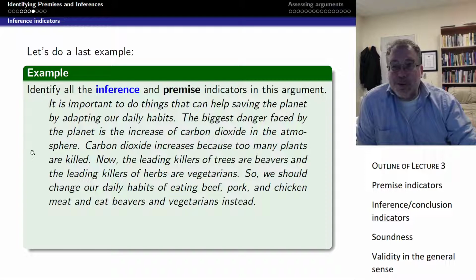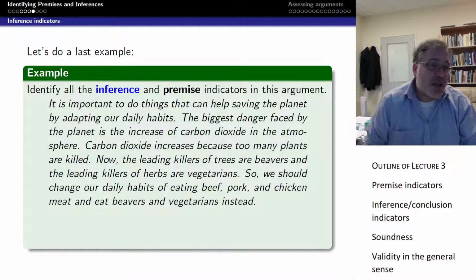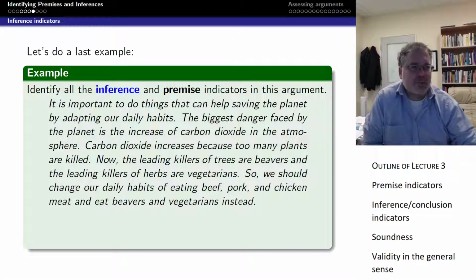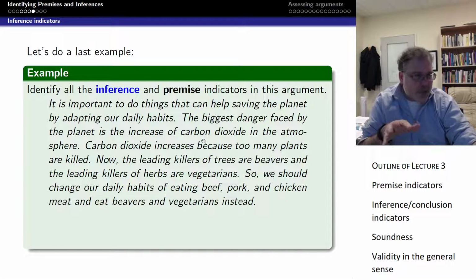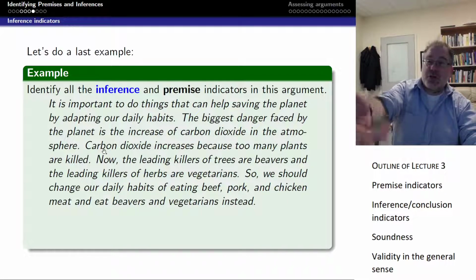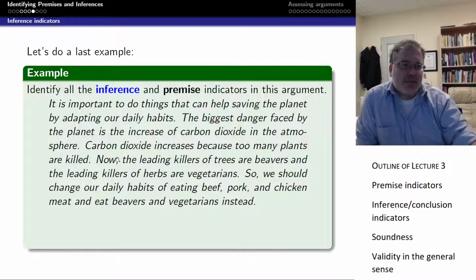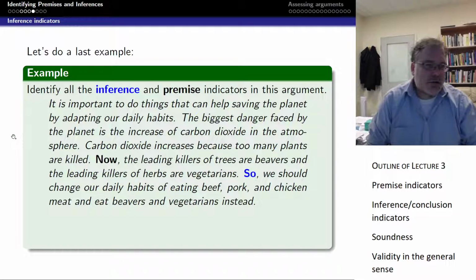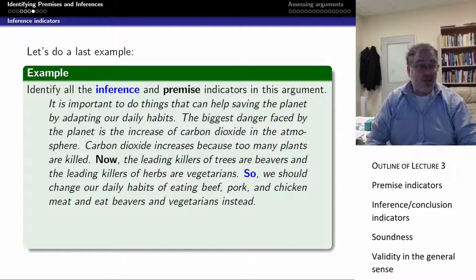So let's turn to the main business of the day, which is identifying premises and inference indicators. So can we find any? Right? So we just scan the words. We see the word "now." Now is often used to introduce a new fact, and that seems to be what it's doing here. So that's likely to be a premise indicator. And the word "so," as we saw, is an inference indicator. So that's the only two that we have here.